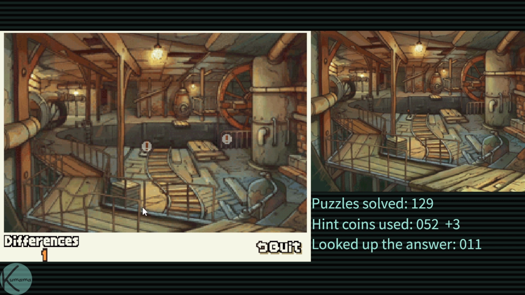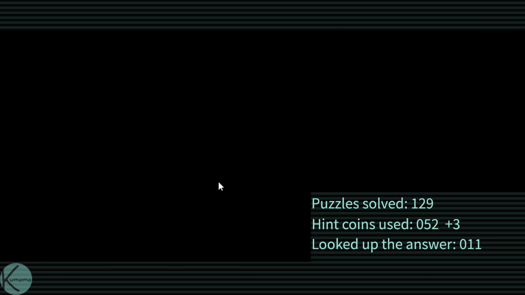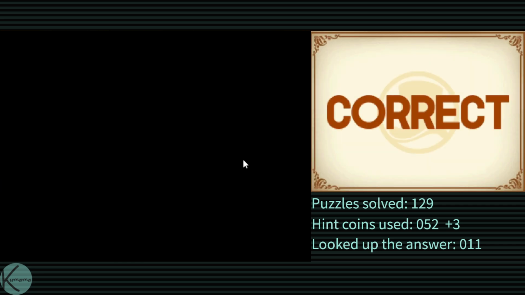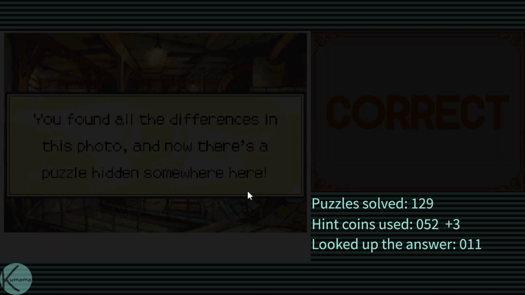Okay, maybe I can't play this way. Maybe... Oh, wait, no! There's a bend in it! There's a bend in it! This should do the trick. Someone leaned on that. It's probably me. Ha! Wonderful. And all the differences in the photo.